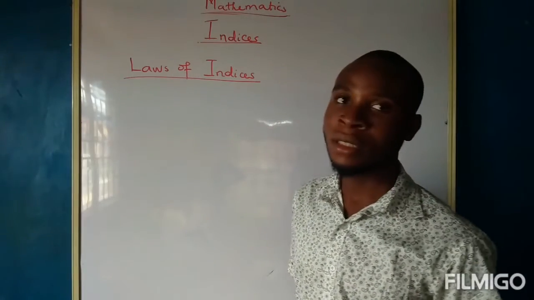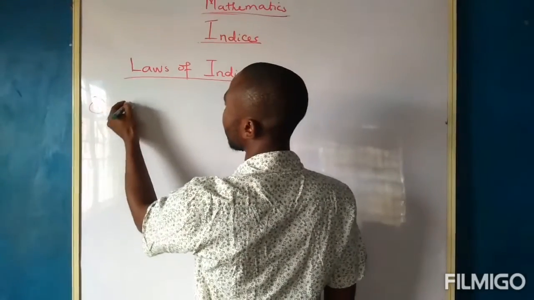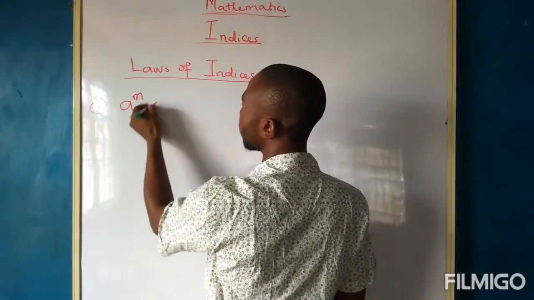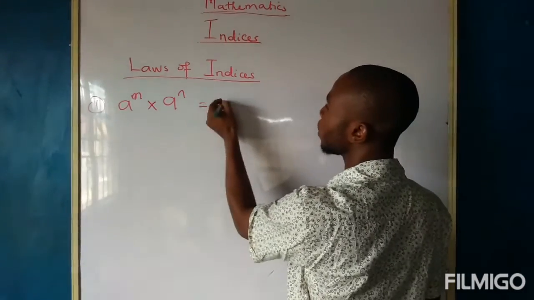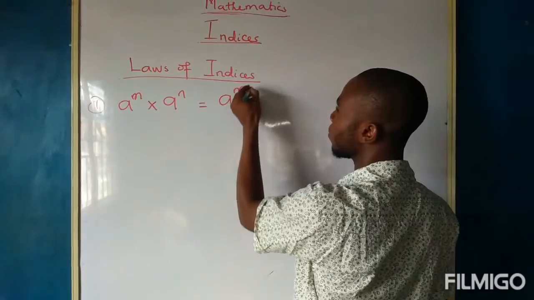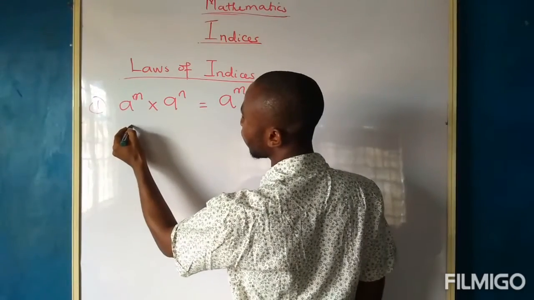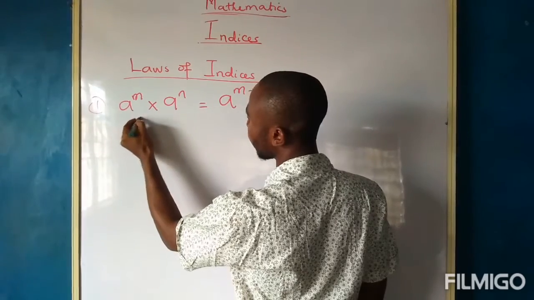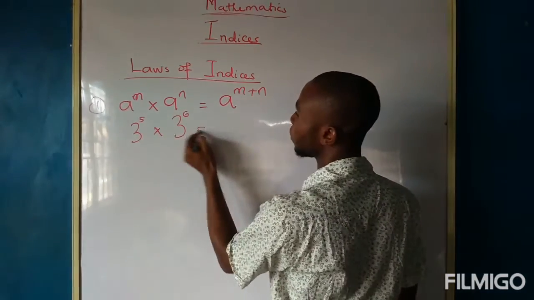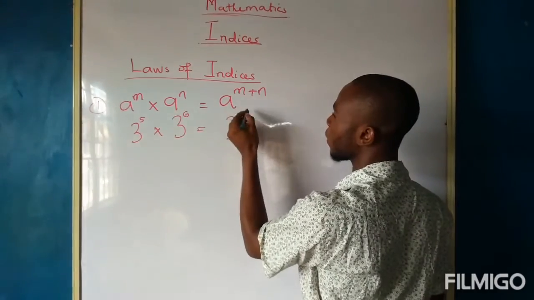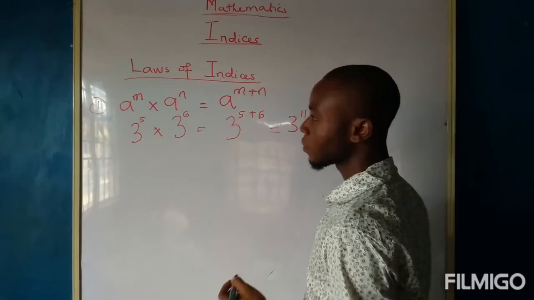The first law is the addition law, and it says that if you have a raised to the power m multiplied by a raised to the power n, this will be a raised to the power m plus n. An example of that is when you have 3 raised to the power 5 multiplied by 3 with an index of 6. It means 3 raised to the power 5 plus 6, and that will give us 3 raised to the power 11.